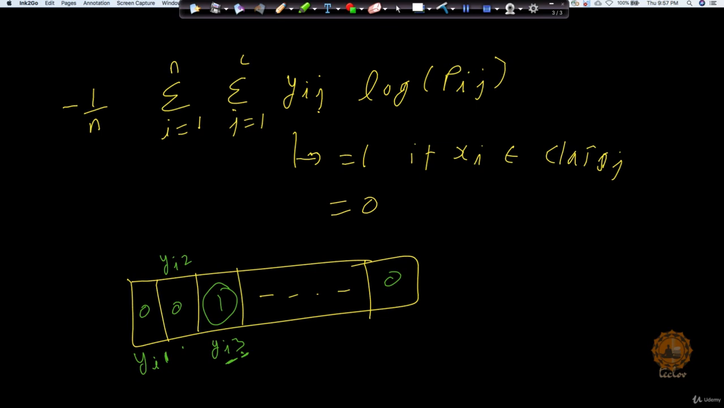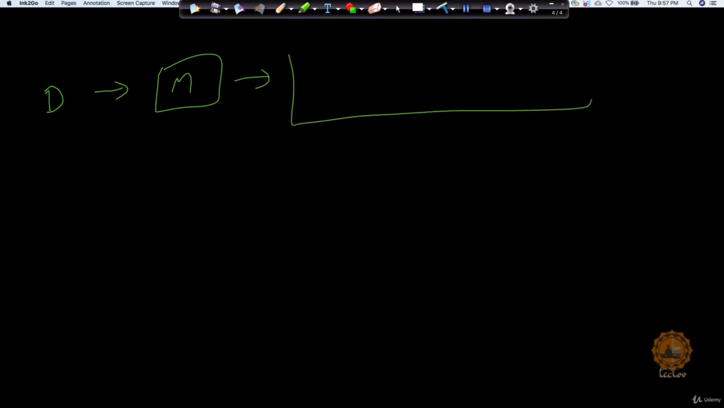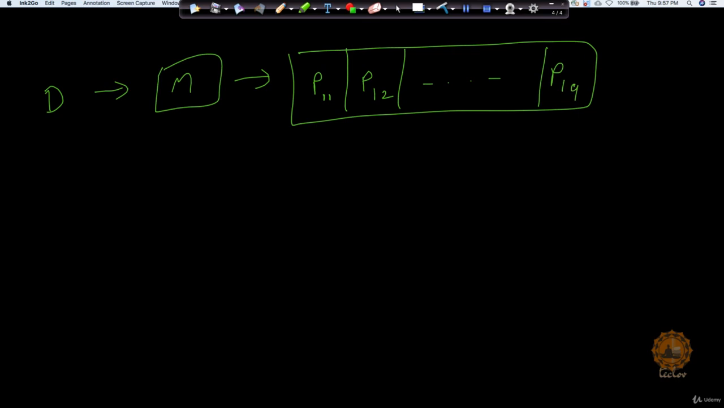Now, in terms of probability, I have a data set, I pass it to my model, and I get some probabilities. So my probabilities will look like this. Let's say for the first row, this is the probability that it belongs to class 1. This is the probability that the first row belongs to class 2. Again, you can keep on doing it till class 9, because we have 9 classes.